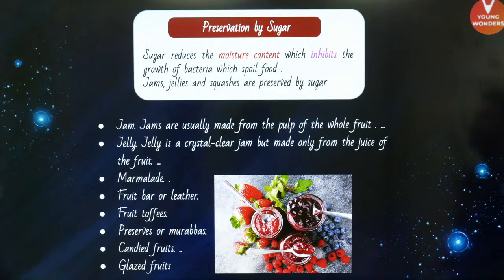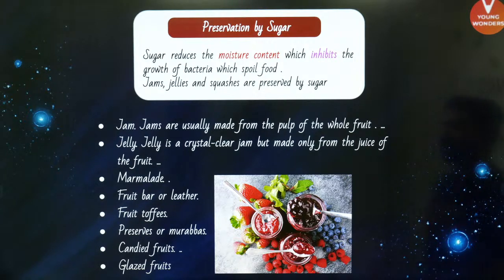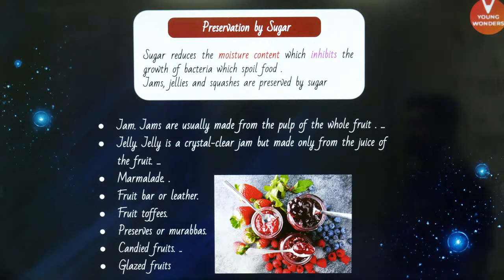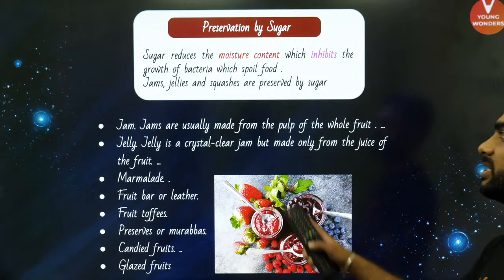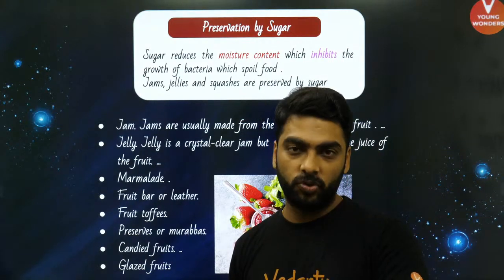Now, sugar. Sugar reduces the moisture content, which inhibits the growth of bacteria that spoil the food. Jams, jellies and squashes are preserved by sugar. Jams are usually made from the pulp of whole fruit. Jelly is crystal clear jam, but made only from the juice. Marmalade, fruit bar or leather, fruit toffees, preserves or murabbas, candied fruit, glazed food. All of these can be preserved by using sugar. Usually, sugar is used to preserve sweet foods only.